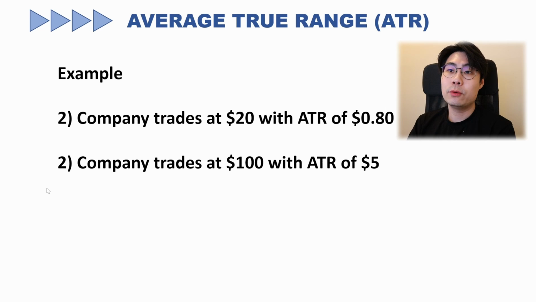So the fact that it already went up by 80 cents means that for today at least, it already reached that possible maximum, right? Now let's say another company trades at $100 per share with an ATR of $5, and you see the price going up to $102, and you want to look for a sell today.